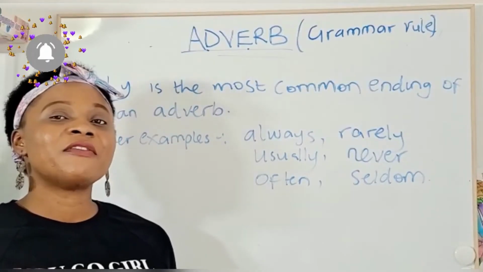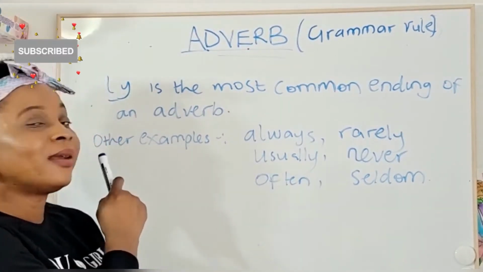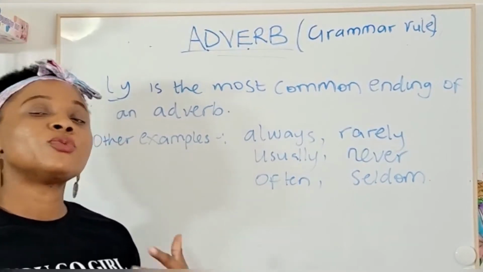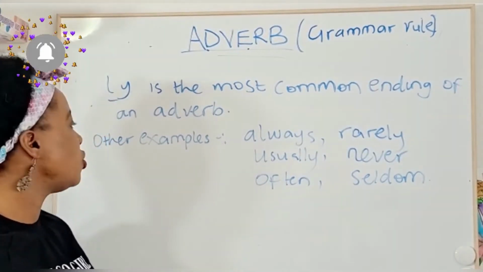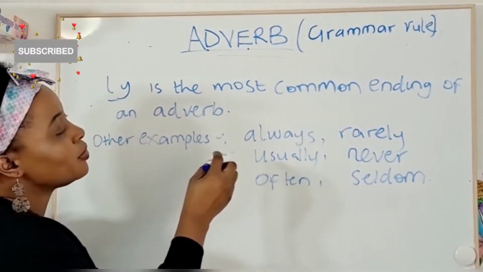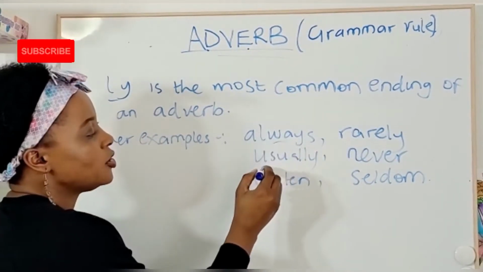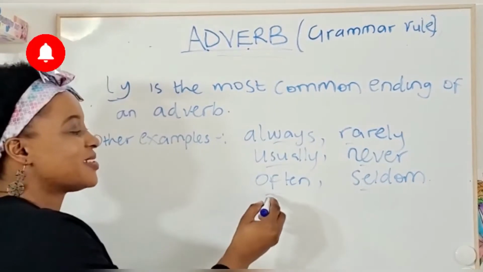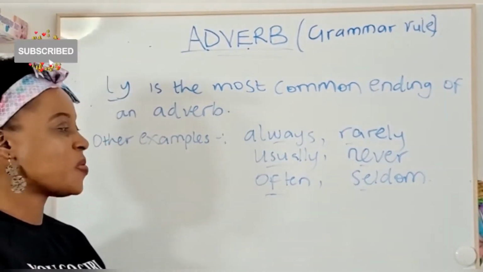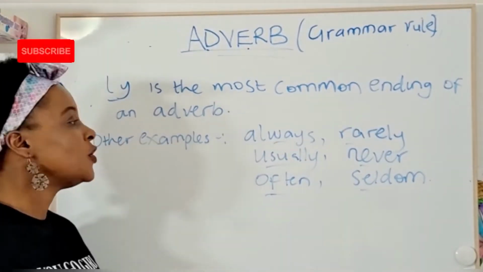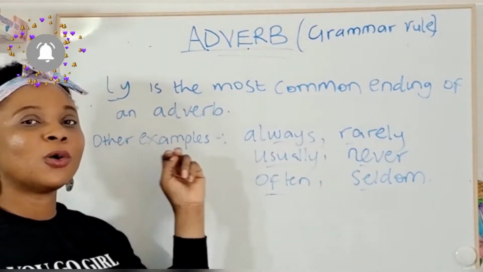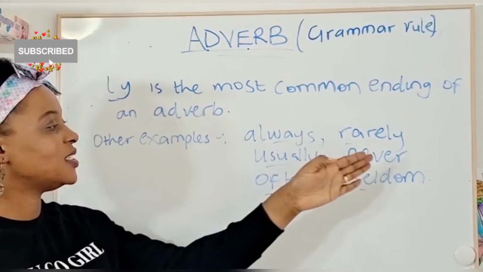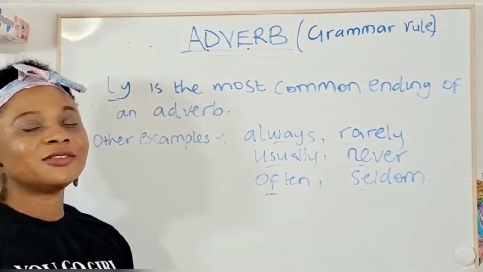We know that adverbs usually end in ly. That is the most common ending of adverbs that we are all conversant with. But did you also know that other examples of adverbs could be always, usually, often, rarely, never, seldom? Now this word is called often and not often. So many people make the mistake of calling it often. So these are also examples of adverbs. They do not just end in ly. They also have these as adverbs, in case you did not know that.